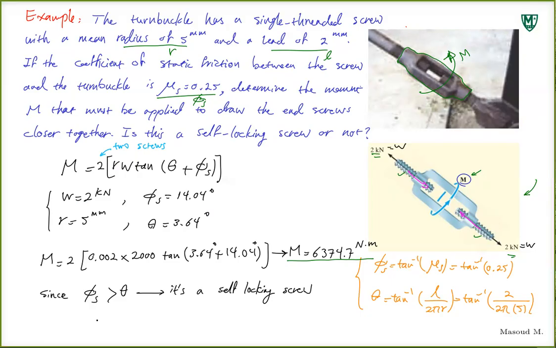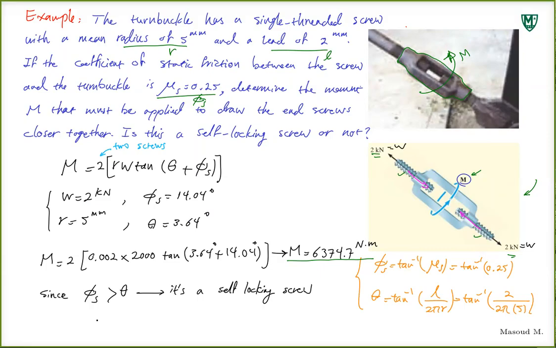It turns out that it's self-locking, which again it should be for a turnbuckle. It's expected. And one thing I mentioned is that this is, as the problem statement says, a single threaded screw, so we use the relationship that we found, because all the relationships we found were for a single thread screw.